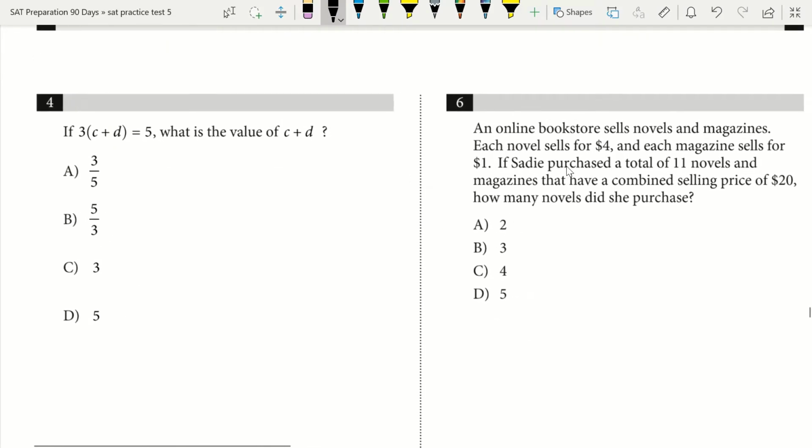If 3 times the quantity C plus D equals 5, what's the value of C plus D? I just divide each side by 3, and we see that that's going to be 5 over 3, which is answer choice B for number 4. Okay, now we got number 5.